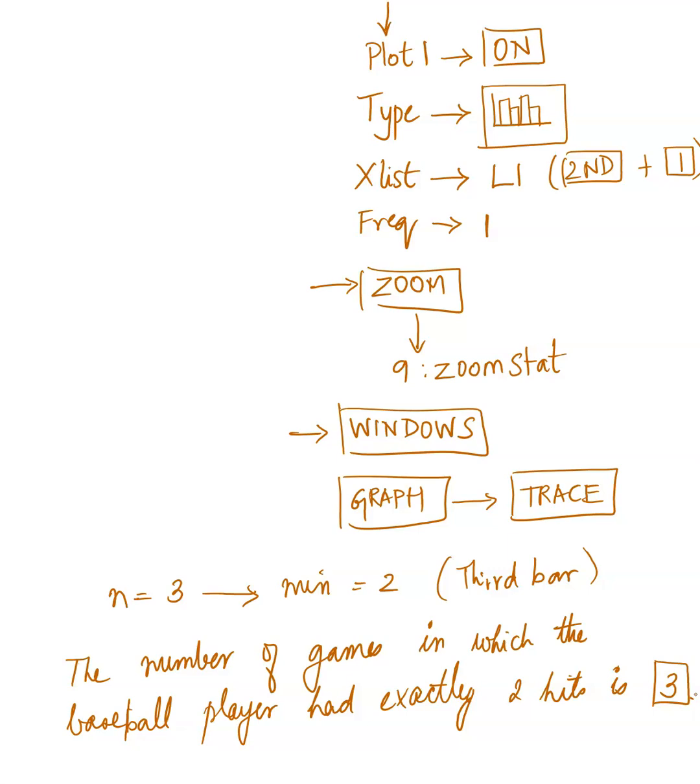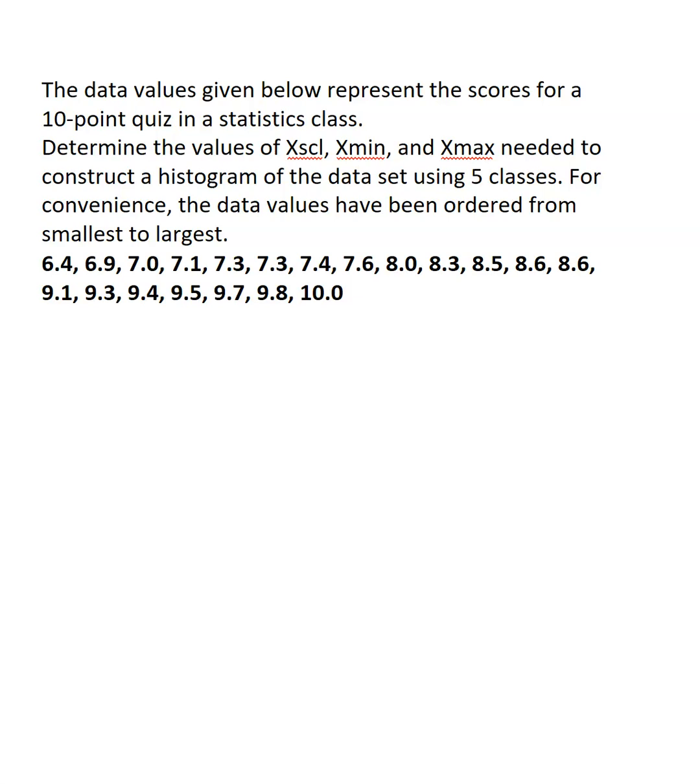We're going to look at bigger data and see how we can build it to get our histogram. We call it the grouped data, so we will learn how to do it step by step. Okay, so that will be our next example. Here is a data set. Let's read the question. The data values given below represent the scores for a 10-point quiz in a statistics class. So the maximum number of points would be 10, right? Determine the values of Xscl, Xmin, and Xmax needed to construct a histogram of the data set using 5 classes.